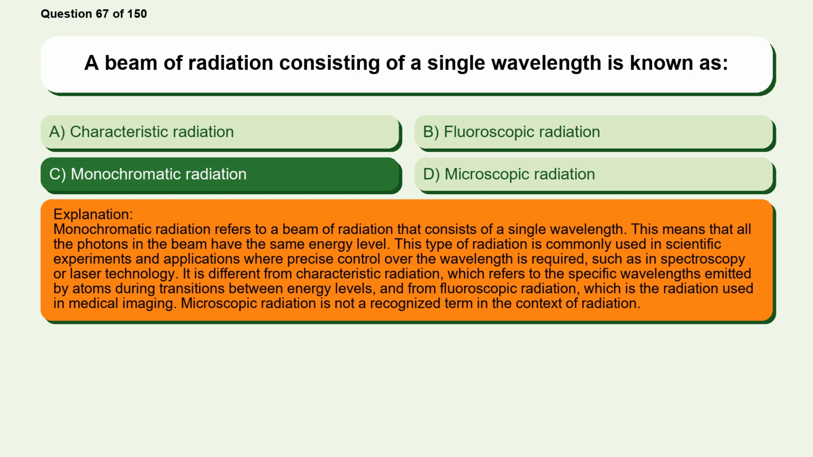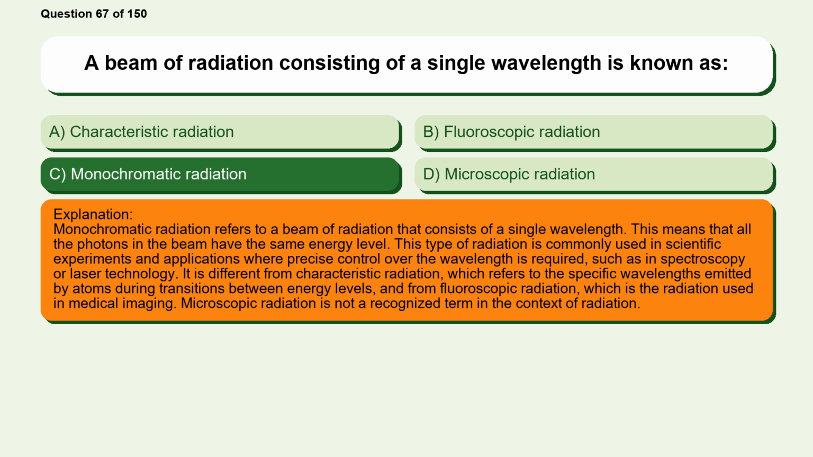Monochromatic radiation refers to a beam of radiation that consists of a single wavelength. This means that all the photons in the beam have the same energy level. This type of radiation is commonly used in scientific experiments and applications where precise control over the wavelength is required, such as in spectroscopy or laser technology.